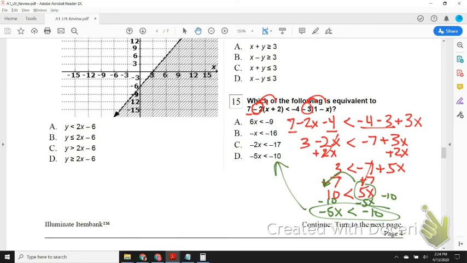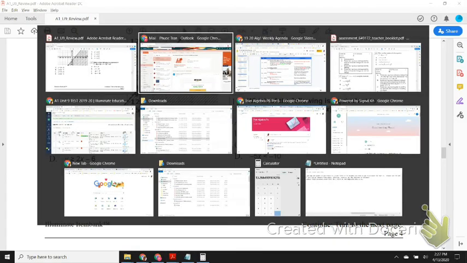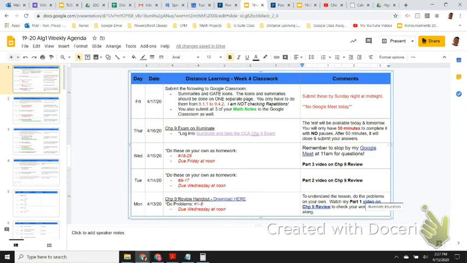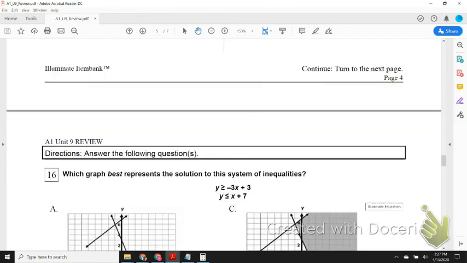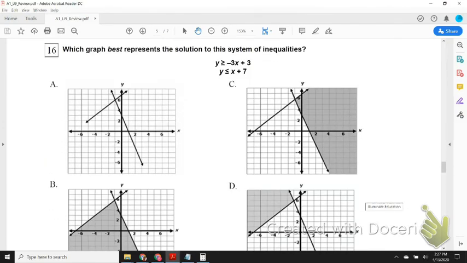All right, let's do another one. I think we are doing number 17. Okay, so we got 2 more problems. More graphing. Which of the graph best represents this solution? So hopefully this graphing is getting easier for you guys by this point in the chapter.